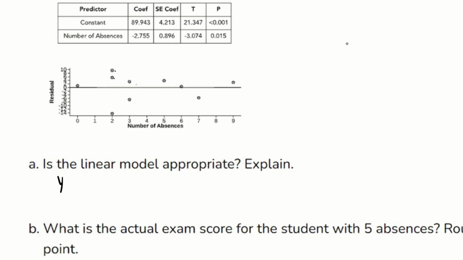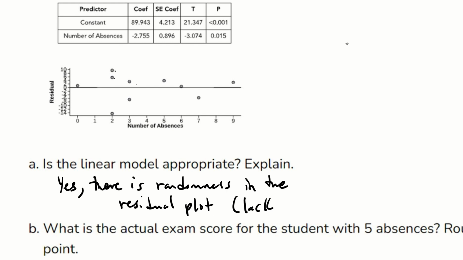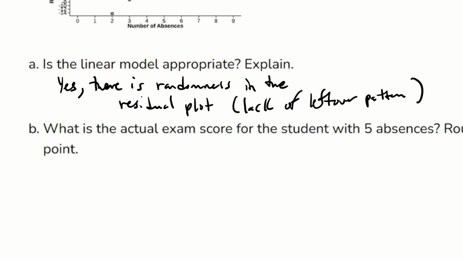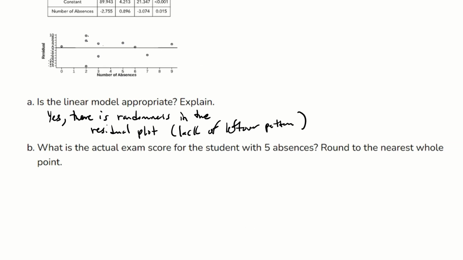So in this case, we're going to say yes, there is a random scatter on the residual plot, or there is randomness in the residual plot. In other words, there is a lack of leftover pattern. There's a lack of pattern. On part B, what is the actual exam score for the student with 5 absences? Round to the nearest whole point.